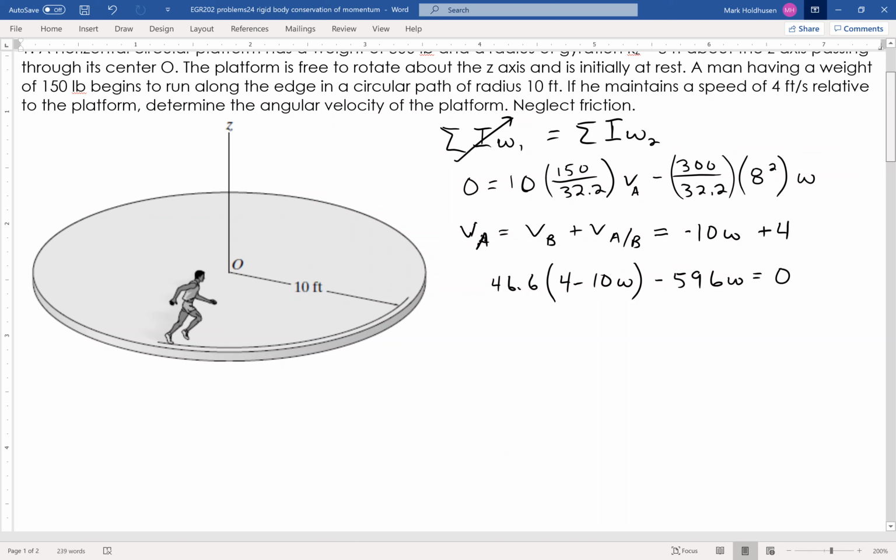So now I can just plug in what I know about the velocity of A relative to the omega. I can plug that in, find that my omega then, like so.